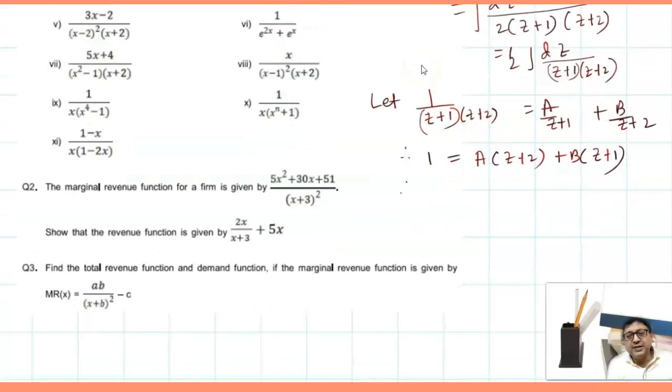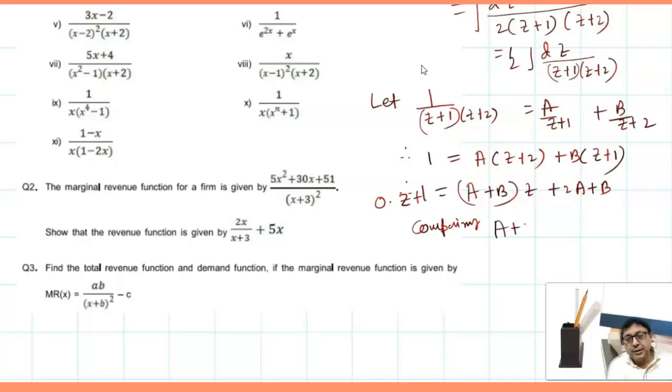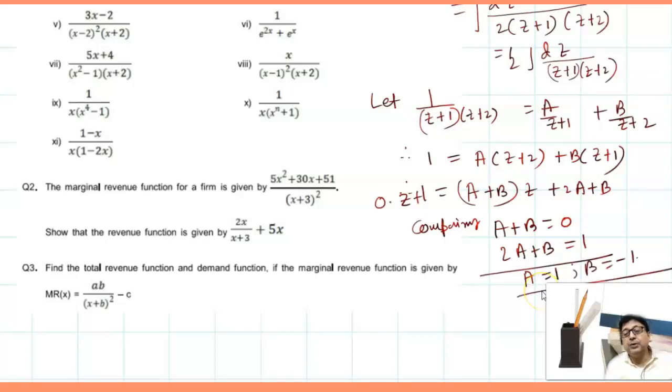Once by comparison, you write 1 equal to (a plus b) into z plus (2a plus b). There is no term containing z on the left side, you can write 0 into z plus 1. So comparing, what will you get? a plus b is equal to 0. 2a plus b equal to 1. Subtract: a is 1 and b is going to be equal to minus 1. So values of a and b are determined.